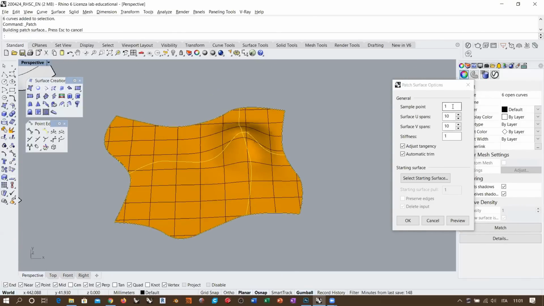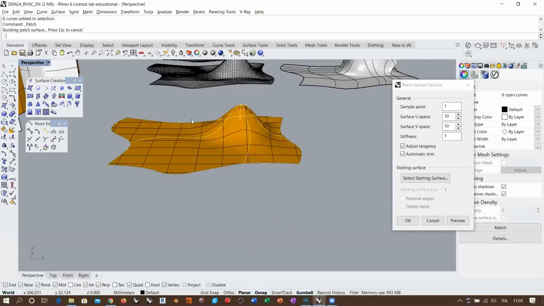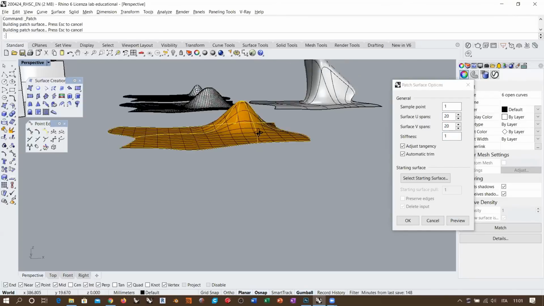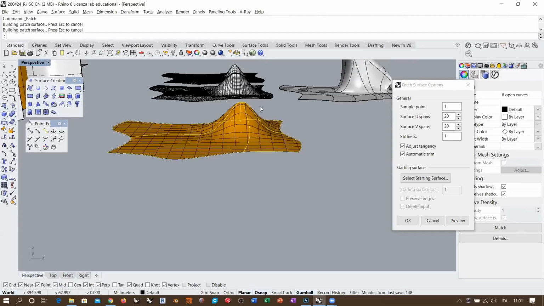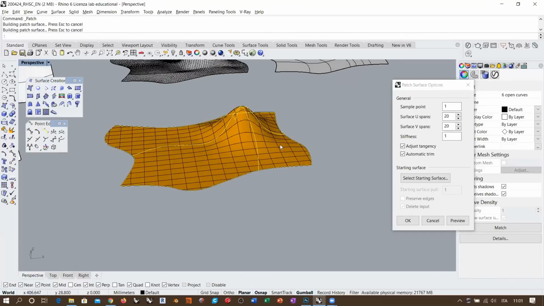Sample points 1. This affects the quality of the representation of the patch surface, as well as the number of spans. If I create a surface with more spans, like this, and hit preview, this surface would be more capable of deforming in order to reach the position of the input geometry. Then there is stiffness.